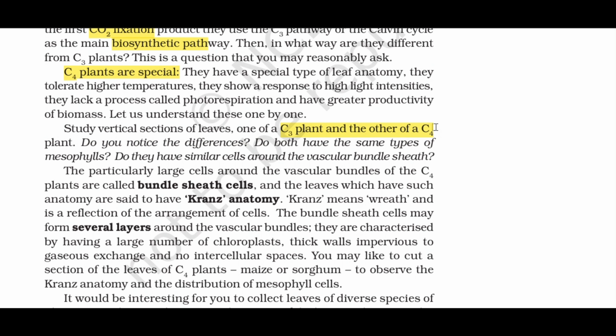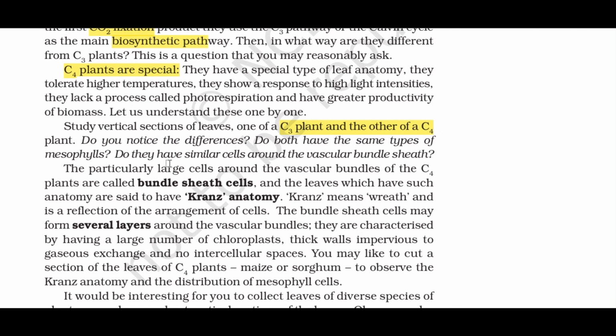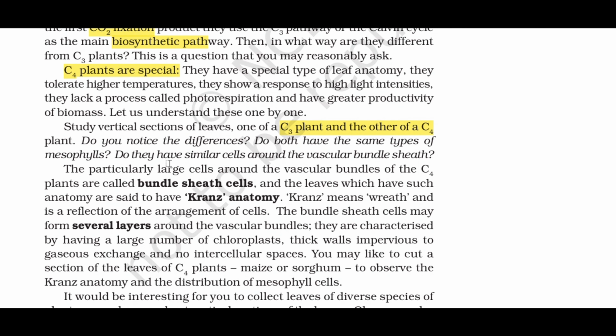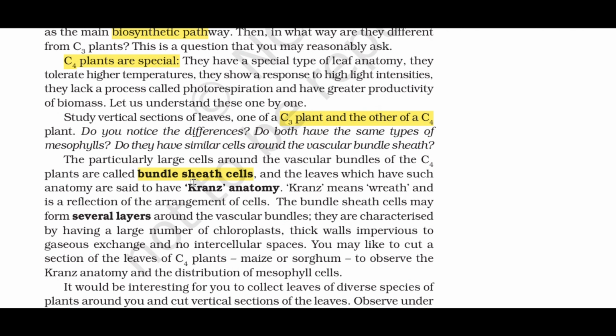Do both have the same types of mesophyll cells? Do they have similar cells around the vascular bundle sheath? The particularly large cells around the vascular bundles of the C4 plants are called bundle sheath cells, and the leaves which have such anatomy are said to have Kranz anatomy. Kranz means wreath and is a reflection of the arrangement of cells.